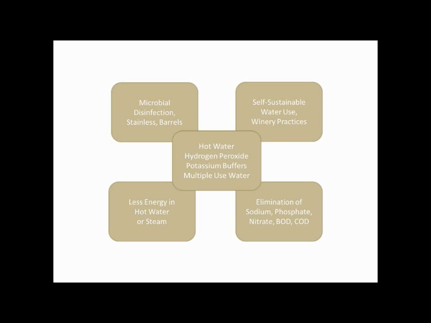So the four things I want to leave you with are the four corners of this diagram. The microbial disinfection and the stainless and barrels. And we want to kill the bugs we're worried about on those surfaces. On the top right-hand corner, we actually want to use the least amount of water. And part of that's related to our winery practices. And we can come back to that in question time.